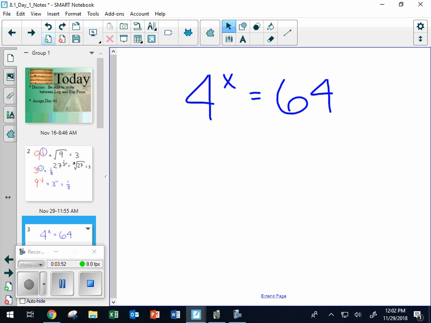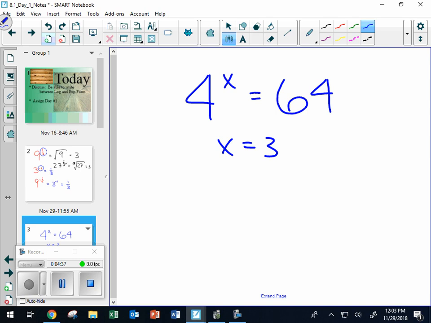Yes. Can you make it bigger? Awesome. So basically, what this question is asking us is 4 times some number of 4s multiplied together will get us to 64. And I know that 4 times 4 is 16, times 4 is 64. So x would just equal 3. 4 to the 3rd power will get us 64.